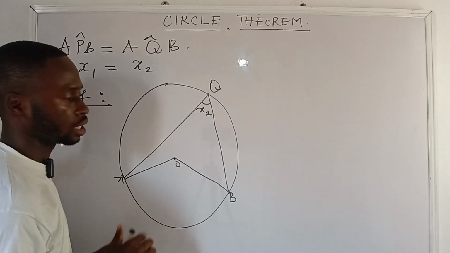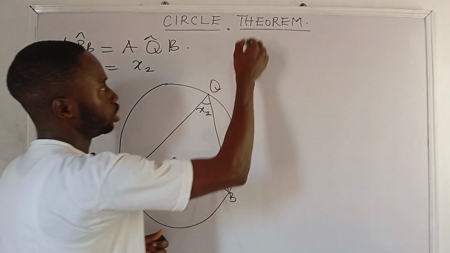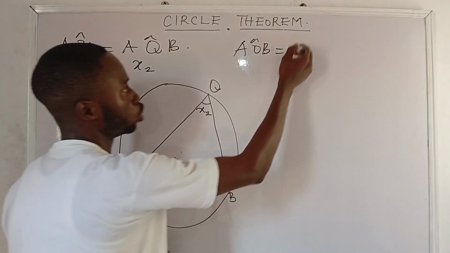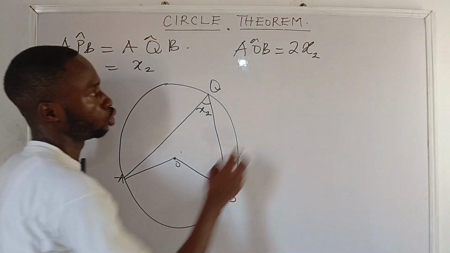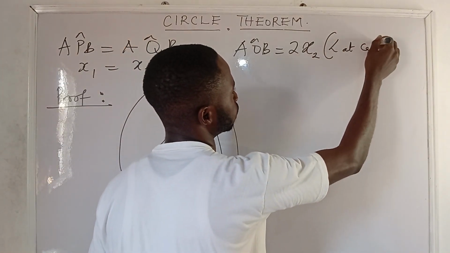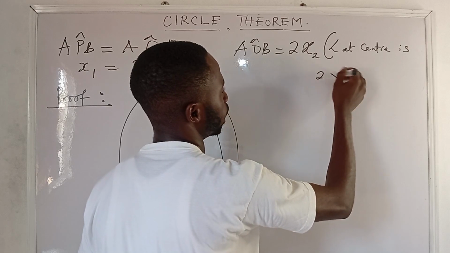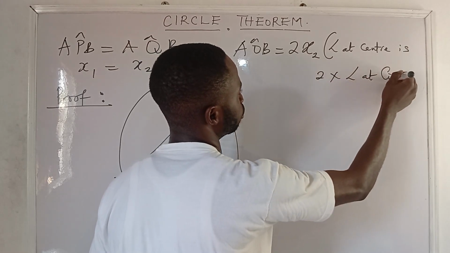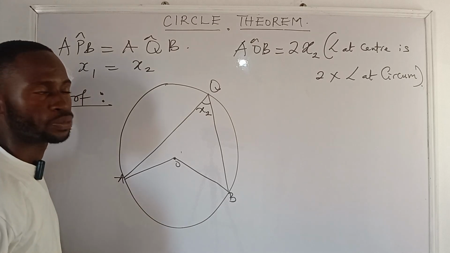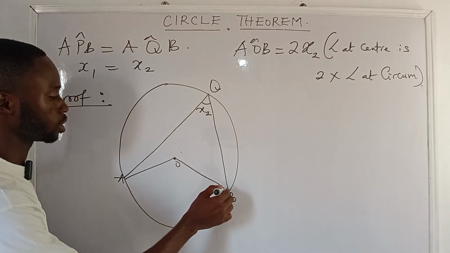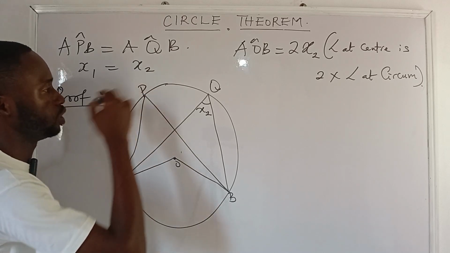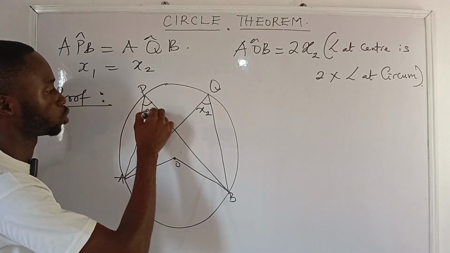So for me to calculate AOB, it will be 2 times the one at the circumference, that is 2x2. I'll write the statement that angle at center is 2 times angle at circumference. So AOB is 2x2. Now let's assume that we have another angle that is being subtended at the circumference. Let's assume another one is here, and let here be P. Now let here be angle x1.